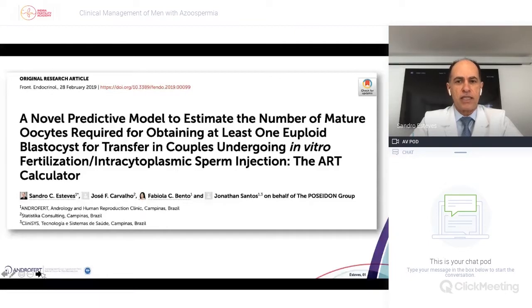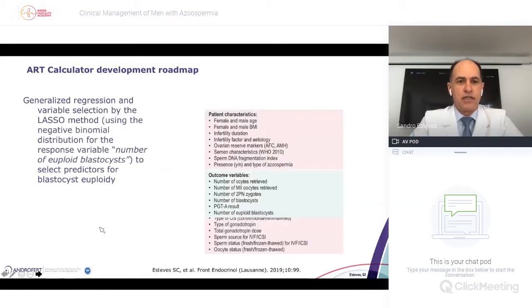So recently, we developed a predictive model to estimate the number of mature M2 oocytes, metaphase 2 oocytes, required for obtaining at least one euploid blastocyst for transfer in couples undergoing IVF ICSI. We call this device the ART calculator. So this device might help us to define how many oocytes we need to have for optimizing the results of treatment.